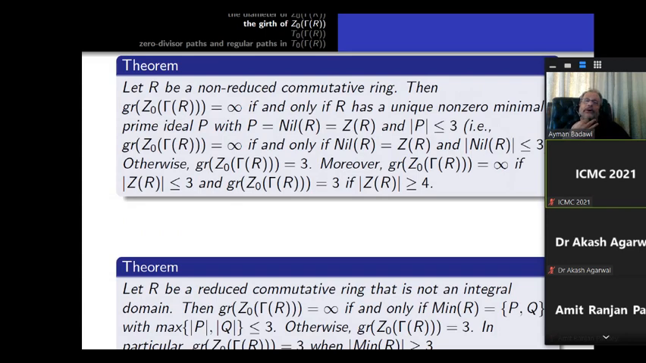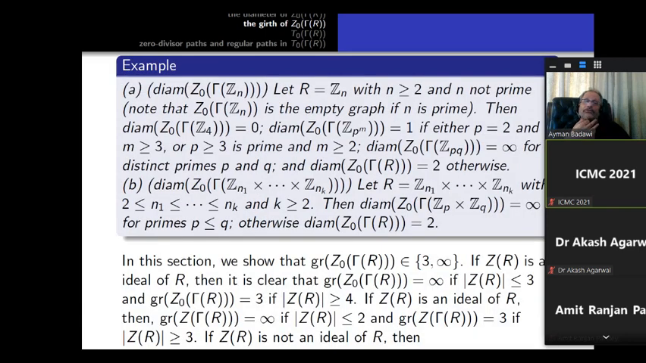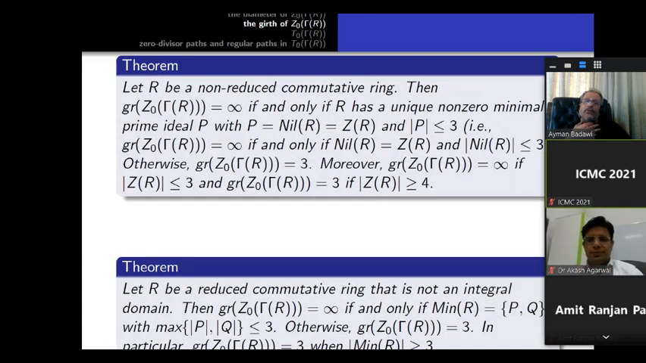All right. Remember that in the first 3, 4, 5 slides, the ring might be reduced. What about for a non-reduced ring? What about if your ring is not reduced?